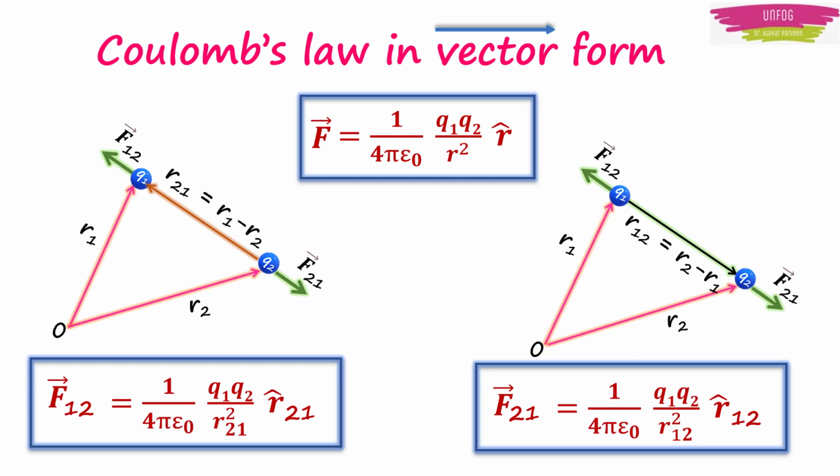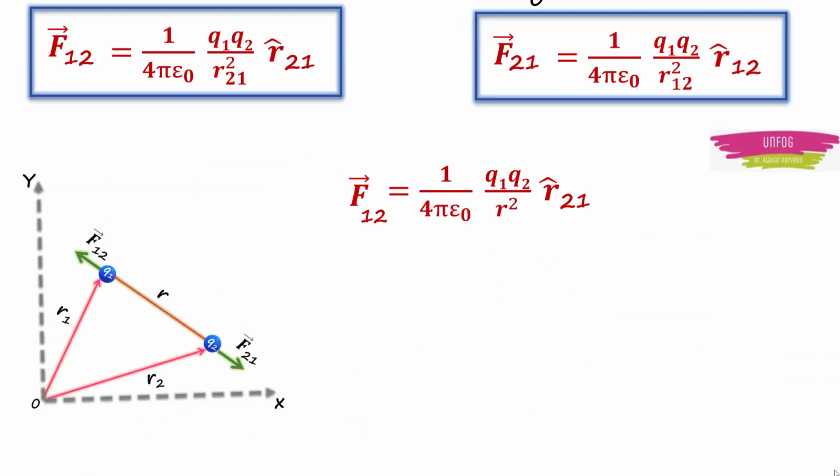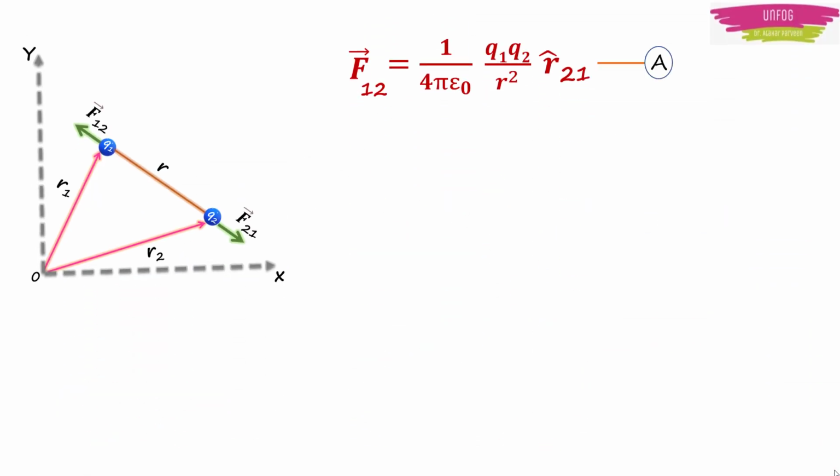Note that the subscripts of this force F and R in each expression are written in reverse order, because in first case, force is exerted from Q2 to Q1. Therefore, it is written as F12, whereas R is a displacement vector which moves from Q2 to Q1, and therefore is written as R21. Similarly, in second case, for F21, the expression involves R12. Now we have the Coulomb's law in vector form. Let this equation be A.